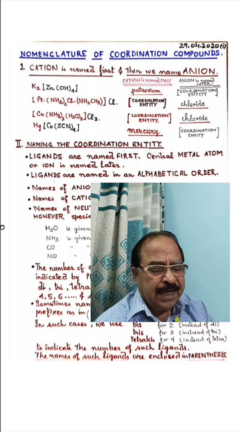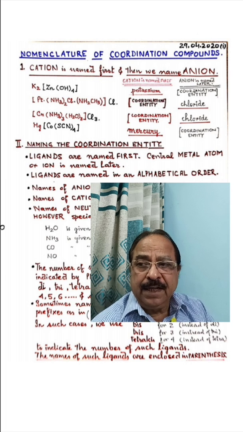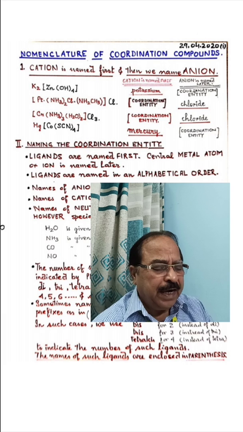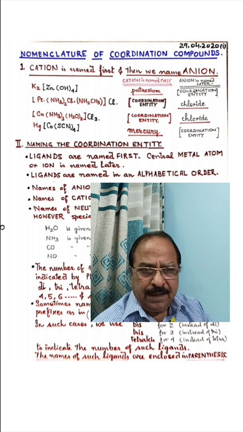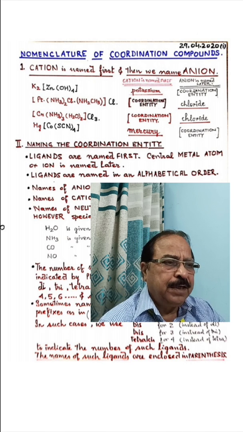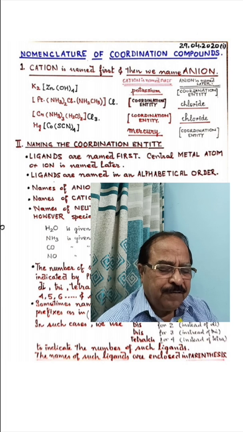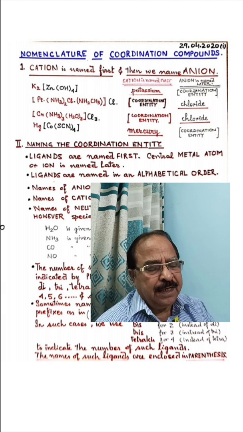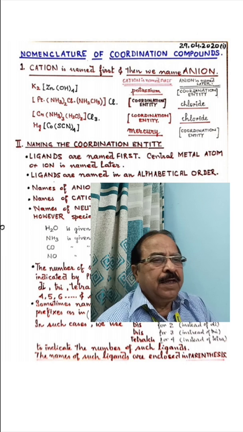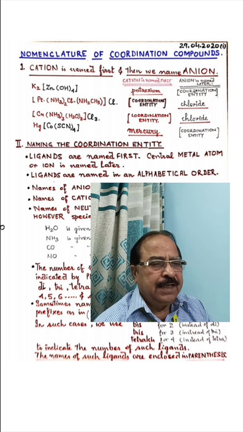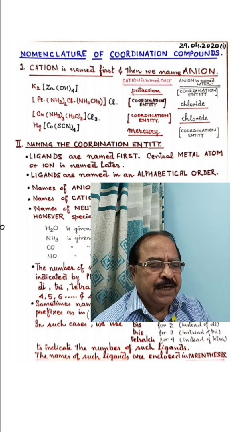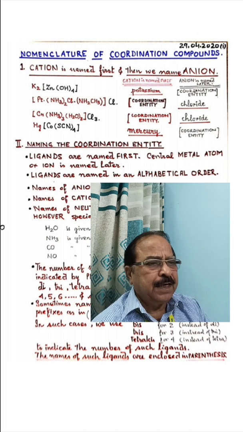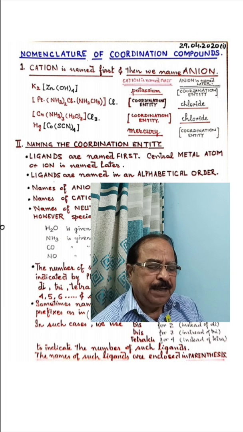In the third case again, the coordination entity is the cation, whereas chloride ions form the anion. So we have to first name the coordination entity because it is the cation, and then we name the anions. In the fourth case, mercury is the cation, so we have to name it first and then name the coordination entity. I think it is very clear whether the cation is an atom, a group of atoms, or a coordination entity. We have to name the cation first and it has to be followed by the name of the anion.